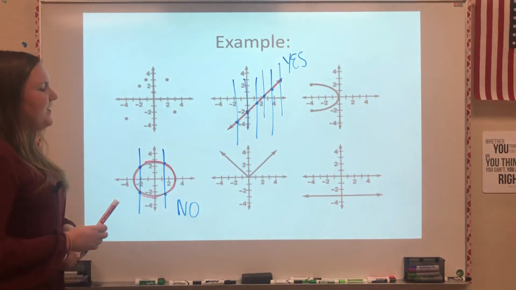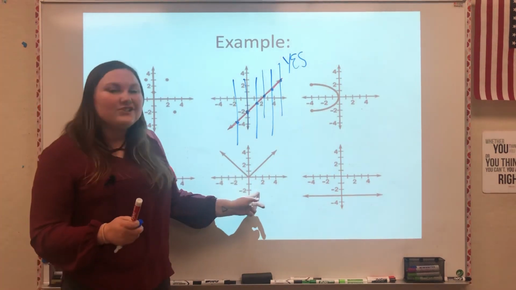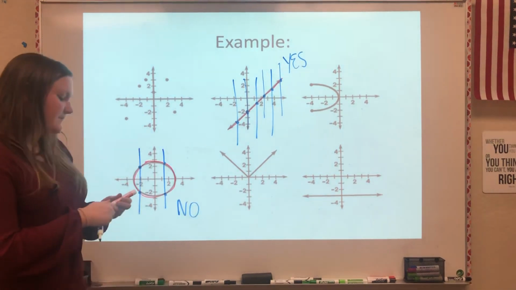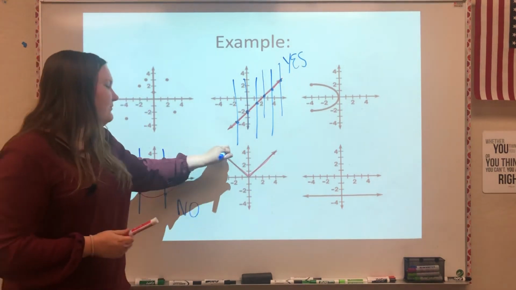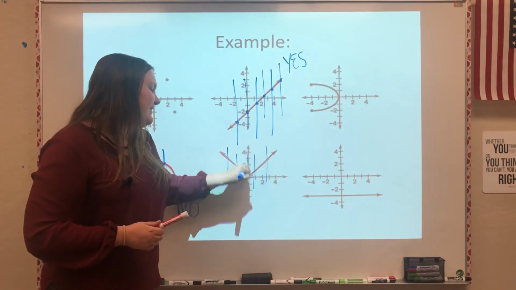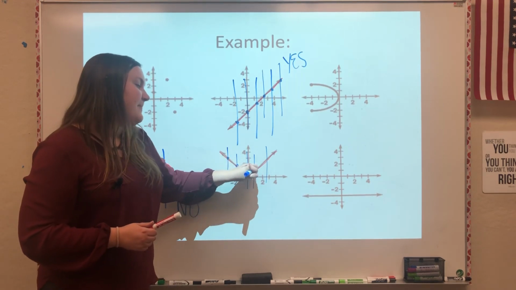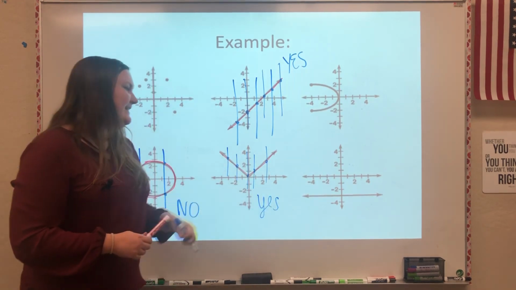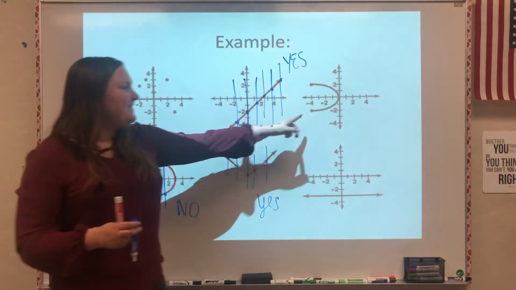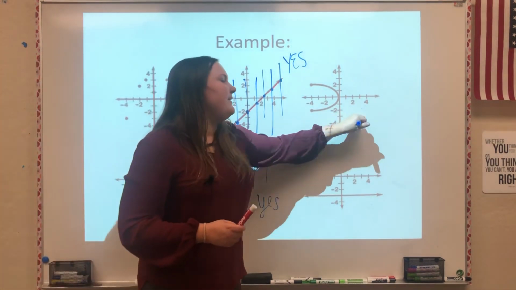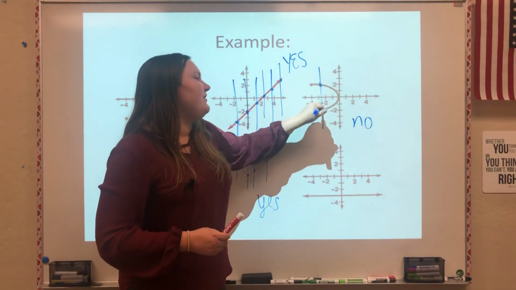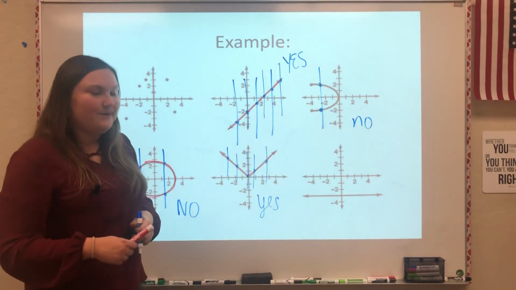Let's try a couple other ones. What about this v? Function, yes or no? Well, this right here, if you focus on that v, I can only draw lines that pass through it one time. So that would mean it's a function. What about this backwards c? Yes or no? That one would not be a function because we've got a vertical line that passes through more than once.